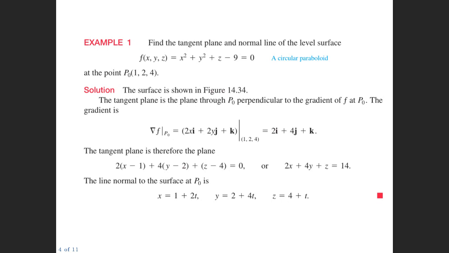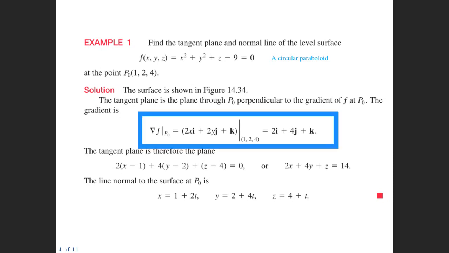We want to use the definitions. First thing we need is we need to calculate the gradient vector. So here we go. You know how to do this now. The gradient vector of f at the point 1, 2, 4 is 2i plus 4j plus k.